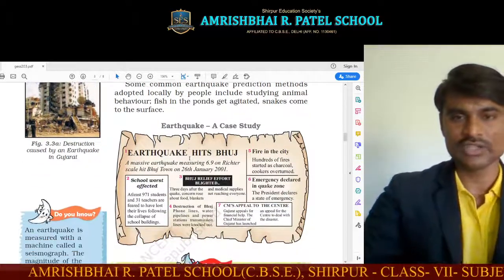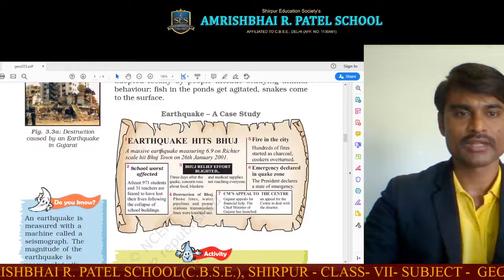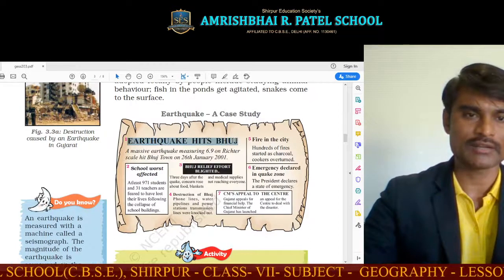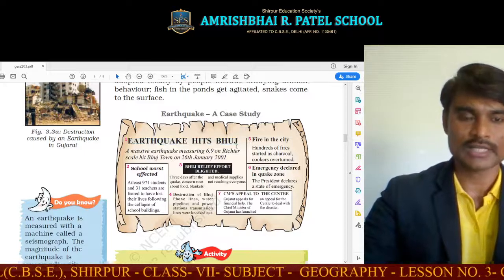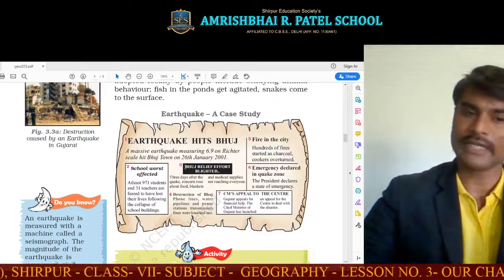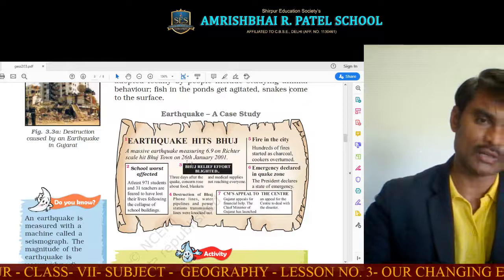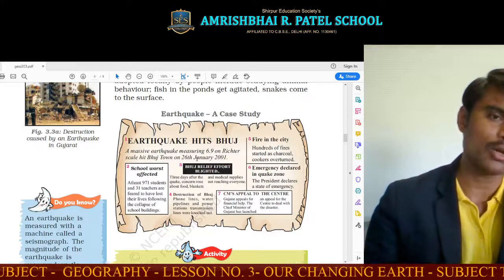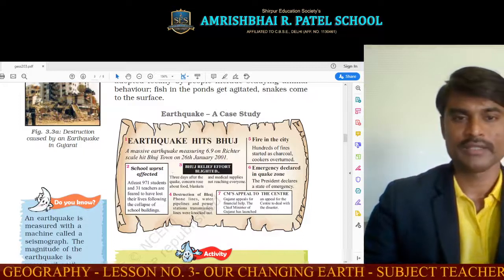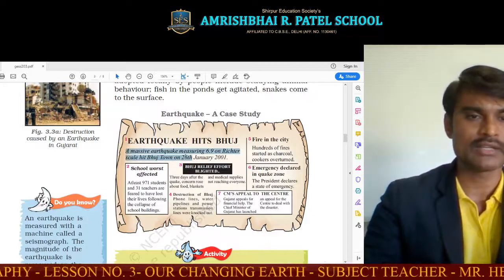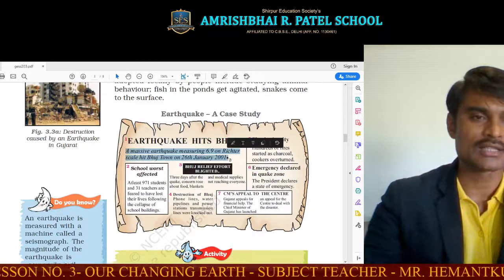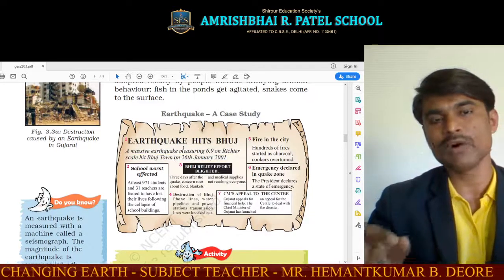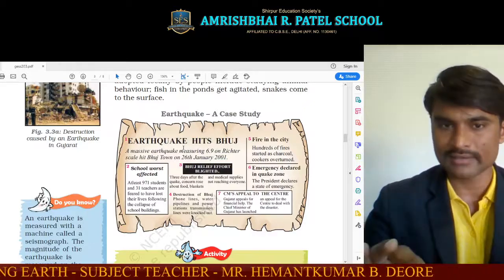There is a case study given here of an earthquake. Earthquake hits Bhuj. This is a heading. You can read it. Dear friends, please try to understand very clearly, very properly. Earthquake is unpredictable. We cannot predict it. This is what happened on 26th of January 2001, and the earthquake was so massive that it was measured at 6.9 on the Richter scale.